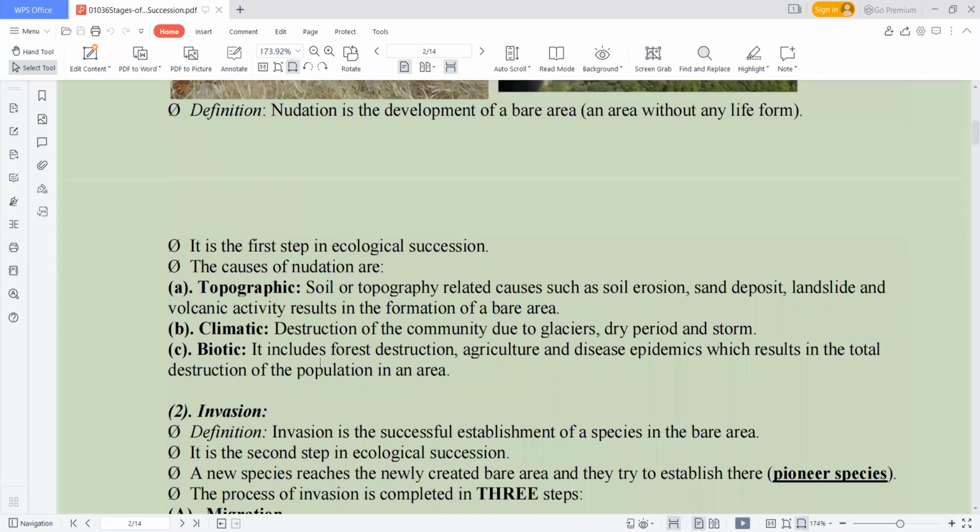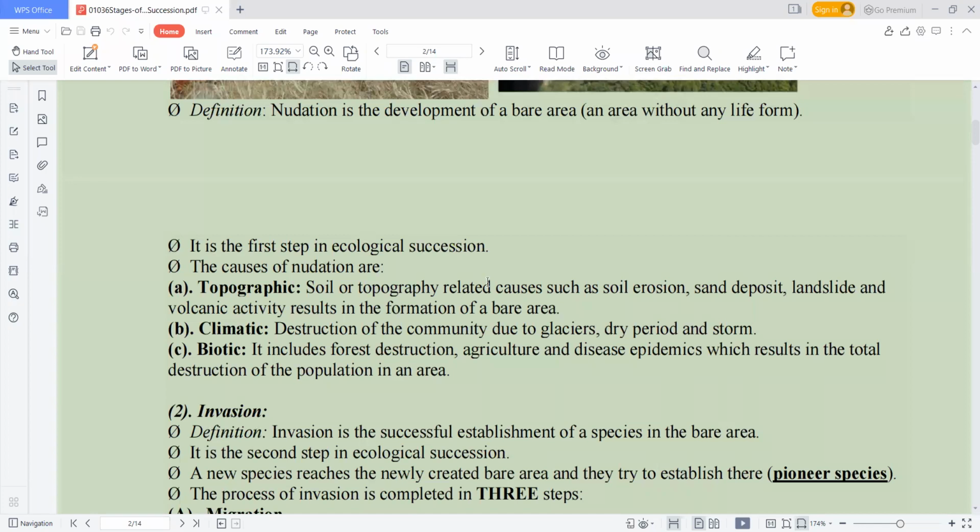So due to climatic factors, also due to the destruction of the community due to glaciers or dry periods, the bare area forms, that is, the area with no living organisms. This area is called the bare area. Due to biotic activities also, including forest destruction, agriculture and disease epidemics, there is total destruction of the population in an area.